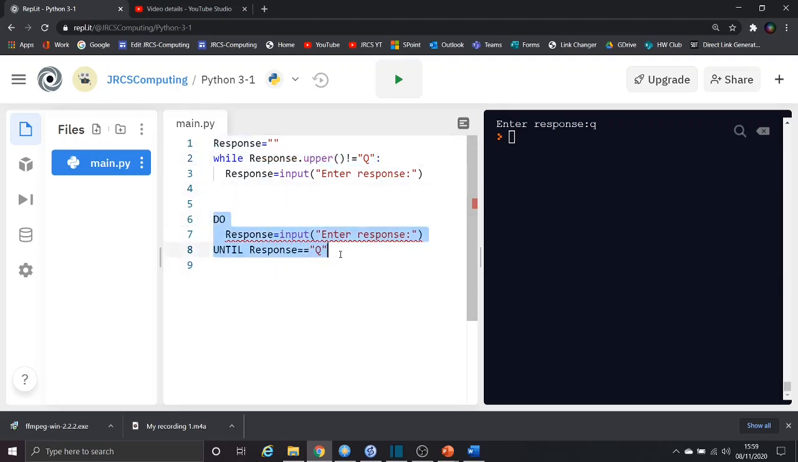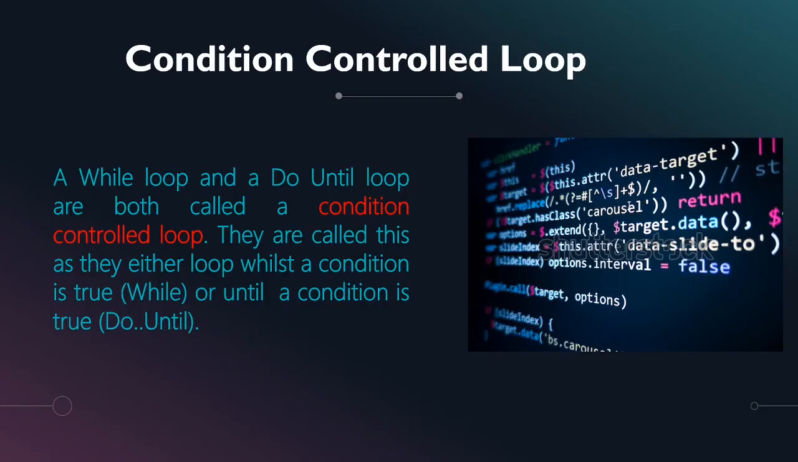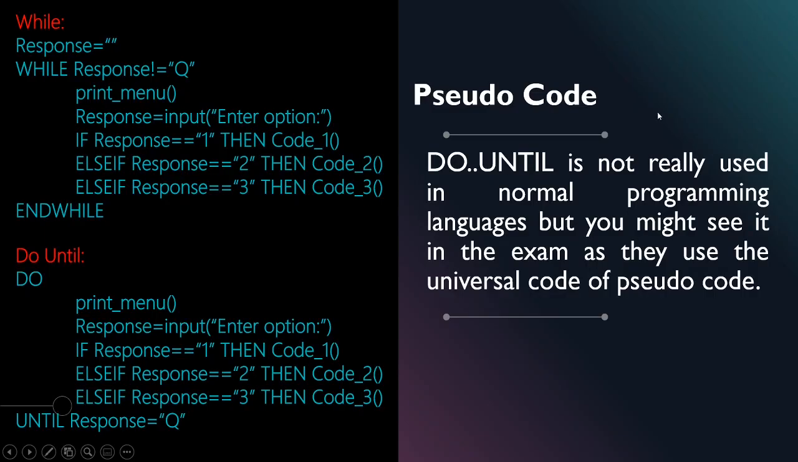But as I say, do until doesn't exist in Python. But in the exam, they may use a do until loop. So I'm going to test you on that every now and then because they might do it. It's a bit weird and I doubt they will, but anyway. So here's the two explained next to each other.